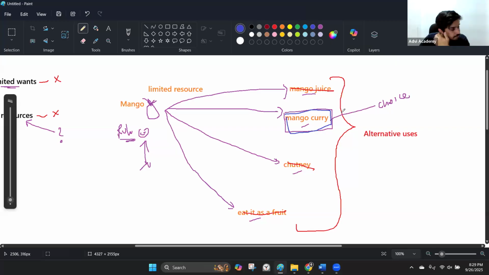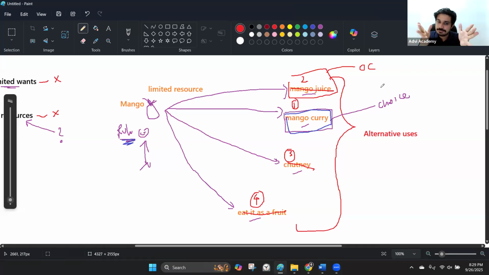The moment he picked mango curry for this person, Ruth, let's say his second option was mango juice, with mango curry as his first option. This is his third option, and this is his fourth option. Mango juice is the second option. The value of his second best alternative becomes the opportunity cost.